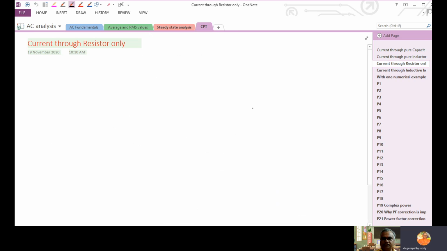And if it is a resistor, how will it be? Current through resistor only. We cannot say pure resistor. Resistor is like an impurity. So resistor only, current through resistor only.